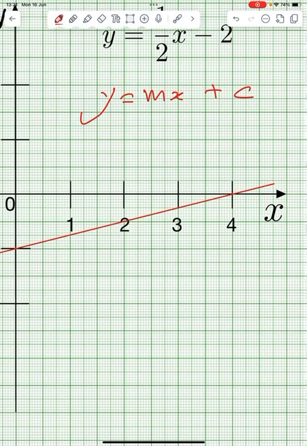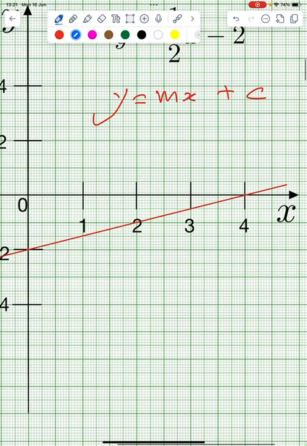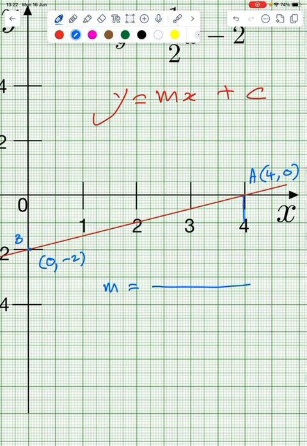Look what we can show you. Imagine this is your point A, and this is your point B. Point B is 0, negative 2, and point A is 4, 0. Those are your coordinates, and therefore remember your m is the rise over the run. The rise will be from here to here, and the run from your point B to the base of your point A. It must make a 90 degrees. This is your rise, and this is your run.